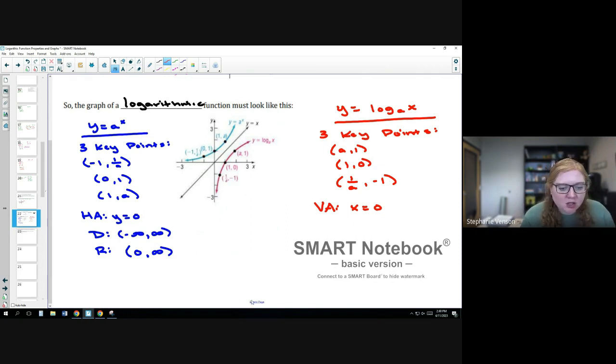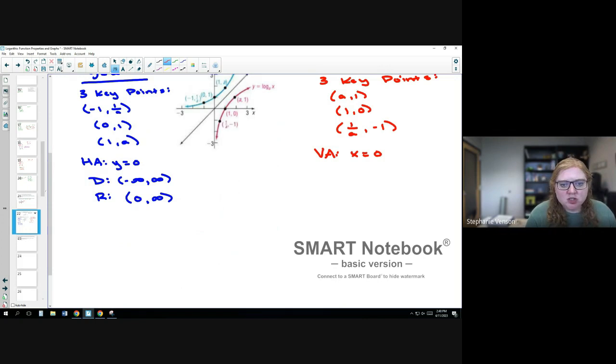Okay, continuing. Let's talk about the domain and range. Well, just like every exponential in the entire world has a domain of negative infinity to infinity, every logarithmic in the entire world has a range of negative infinity to infinity. The domain is going to be wherever the vertical asymptote is to infinity or to negative infinity. So this one would be 0 to infinity. Y'all, I told you they were inverses. Look at this.